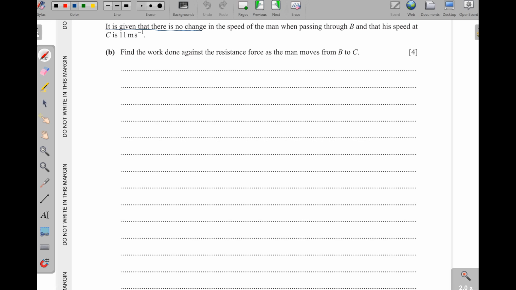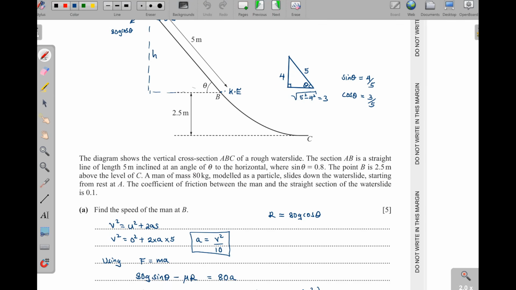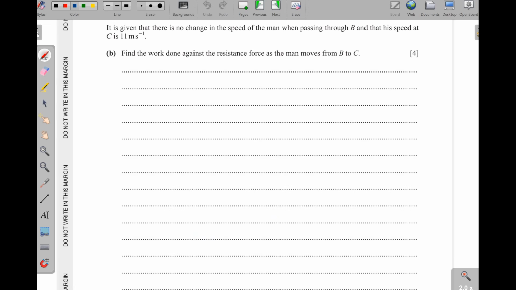It is given that there is no change in the speed of the man when passing through B, and that his speed at C is 11 meters per second. Find the work done against resistance force as the man moves from B to C. Now, when we go back here, I'll take this one here. That's what I'm going to be dealing with.